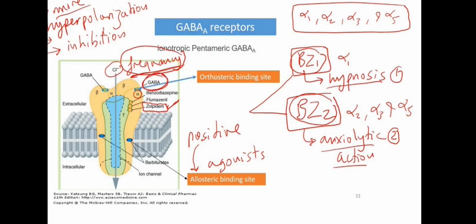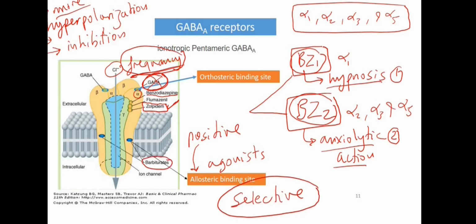If GABA is absent, benzodiazepines will have no effect. GABA is a natural neurotransmitter in the brain, and benzodiazepines will act only in the presence of GABA. If GABA is absent, benzodiazepines will do nothing. That's why benzodiazepines are more selective in their effect. What does that mean, more selective than barbiturates, for example?